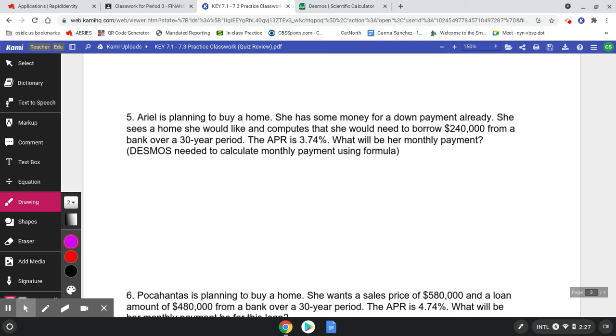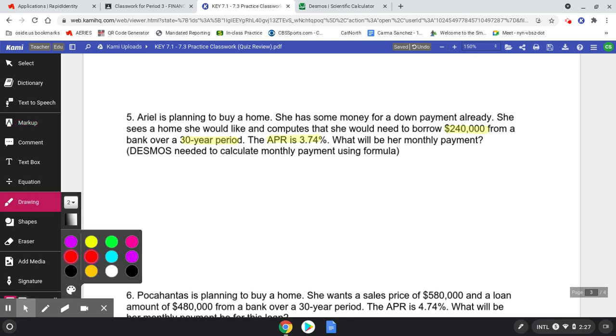All right, this one, Ariel is planning to buy a home. She has money for a down payment and sees a home she would like, and computes that she would need to borrow $240,000. This is going to be your principal loan amount from a bank over a 30-year period. That's your time. And our interest rate is going to be 3.74, her APR. What will be her monthly payment?